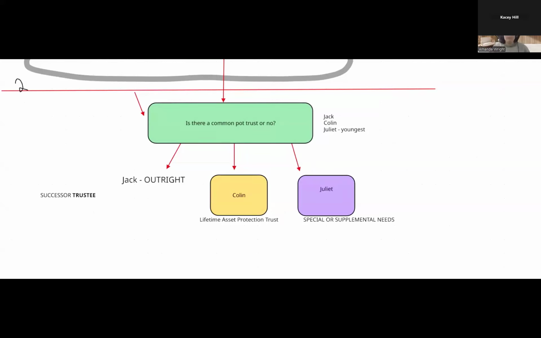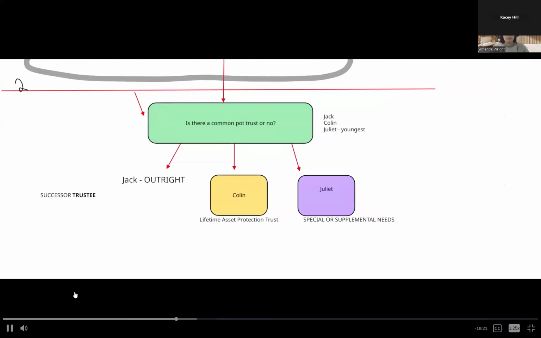So I'm going to stop my share and we're going to go over to Wealth Counsel to again explore residuary options.